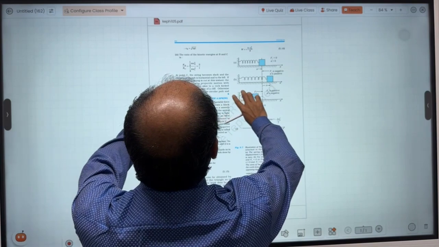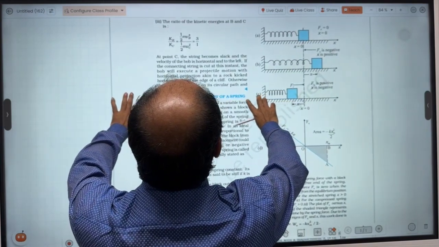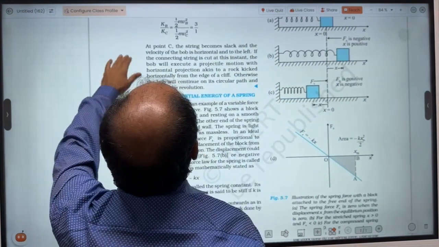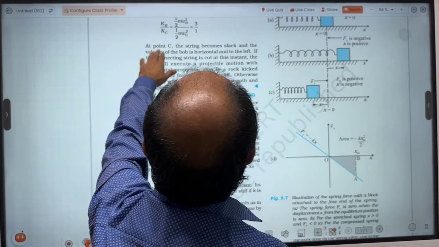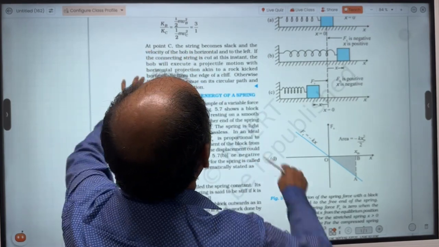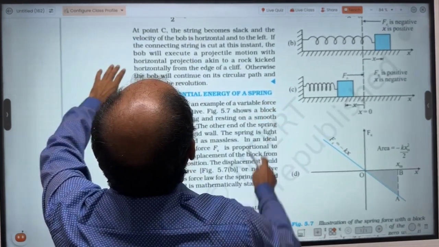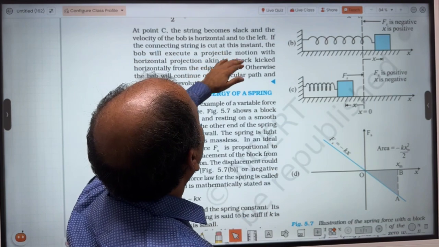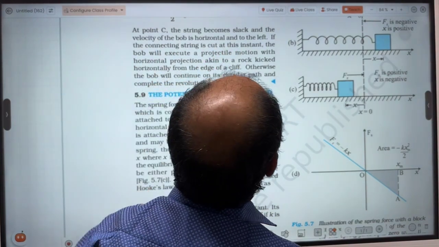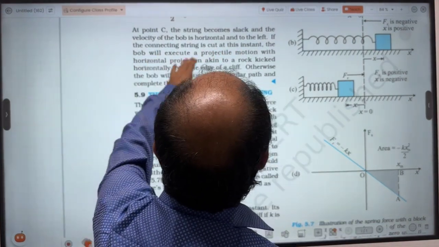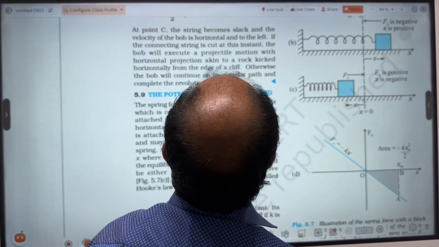It is a simple question and I think you have understood it fully. Now here, the final interpretation is at point C the string becomes slack and the velocity of the bob is horizontal and to the left, as you have seen. If the connecting string is cut, then what will happen?